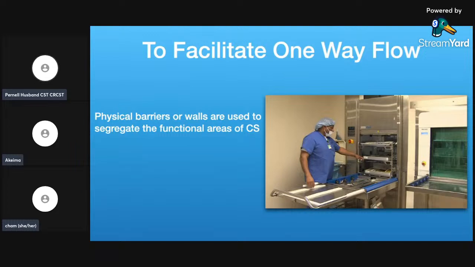The dirty instruments are loaded on the dirty side, which is on the opposite side of this wall, right? That's the decontamination area. Typically, there's a decontamination or dirty elevator on that side. Stuff comes down from the OR, they get sorted, and they get put through these machines. Only when they're cleaned are they automatically queued into the clean area.